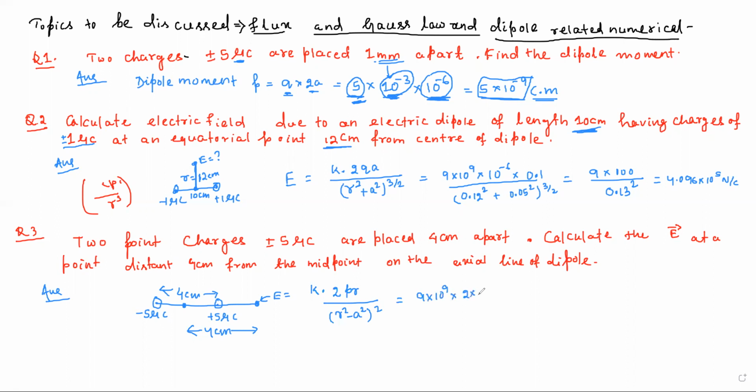2p is q into 2a. q is 5 into 10 to the power minus 6 micro, into 2a. The distance is 4 centimeter, so 0.04, into r. r means the distance, so 4 centimeters, 0.04, again by r square, 0.04 square, minus a. a is 2 centimeter, that means 0.02 square, whole square.